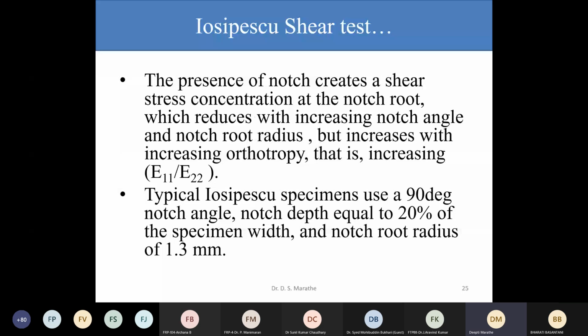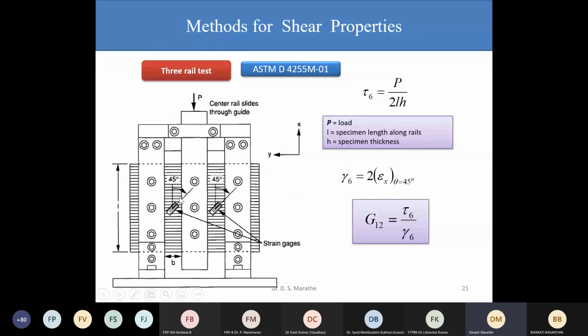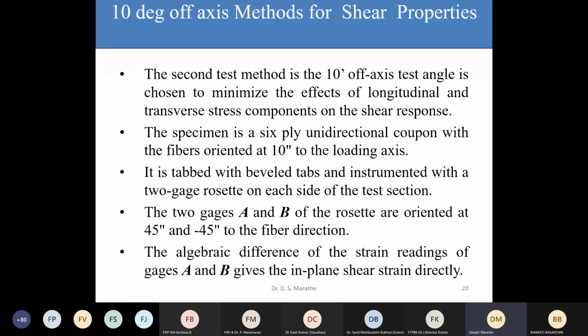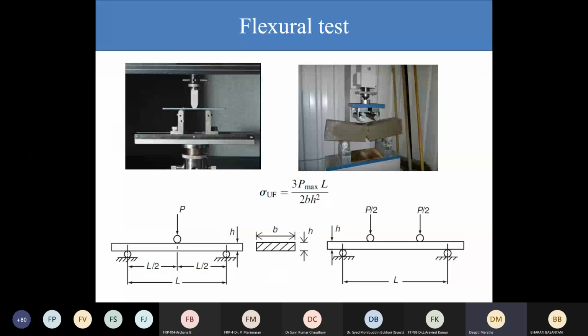With my 3-rail shear, also I am trying to generate pure shear in this particular area. So here also I can get directly the value of tau 16, but in these previous two tests, which are 10-degree off axis or plus or minus 45, I am not going to get pure shear. Through the tensile test, I am going to find out the shear G12 and tau 16 by applying my knowledge of macromechanics.